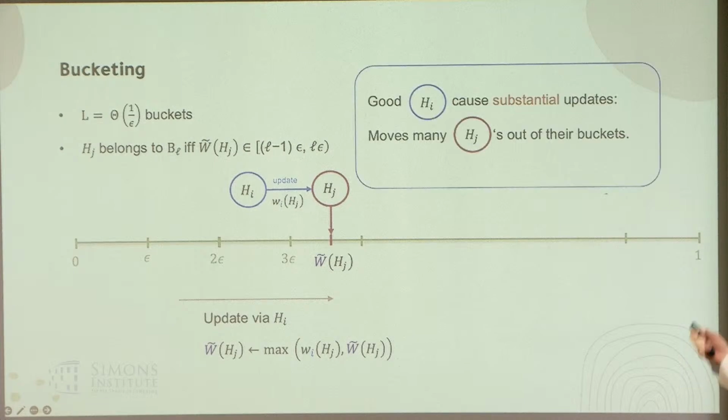Which hypothesis is a good updater? The one that makes substantial updates, both qualitatively and quantitatively. So if I have a bucket, I want this updating hypothesis to update as many hypotheses as possible within that bucket. And I also want those updates to be substantial, meaning that they update by at least an additive epsilon, so I can kick the hypothesis out of the bucket. So I want the jump to be long, and also many of them.